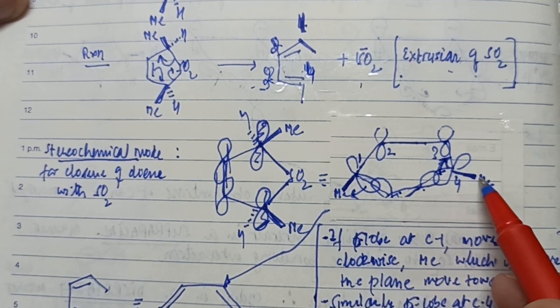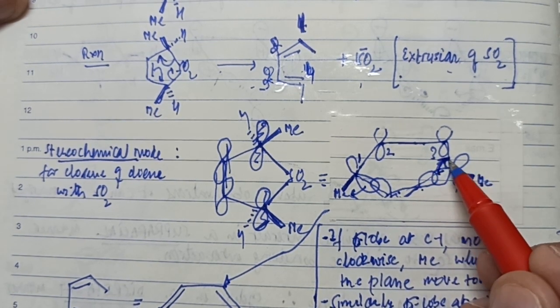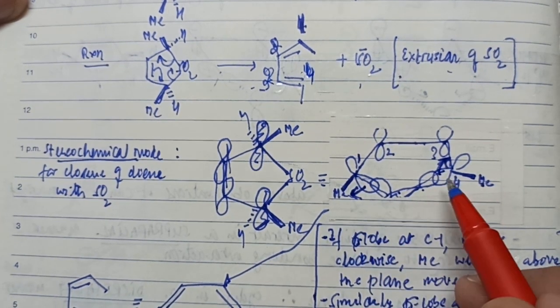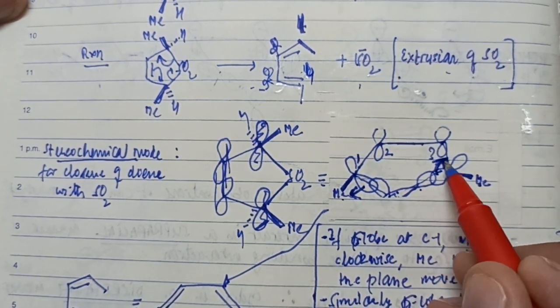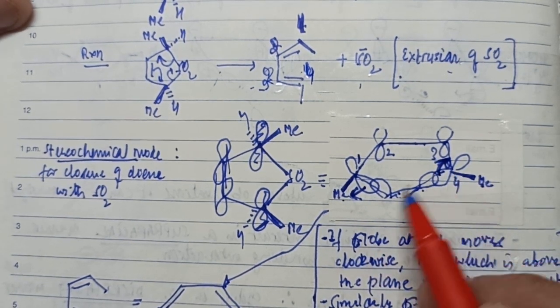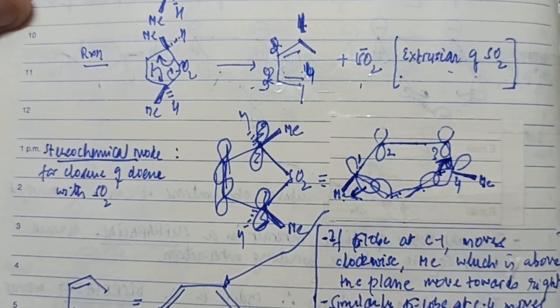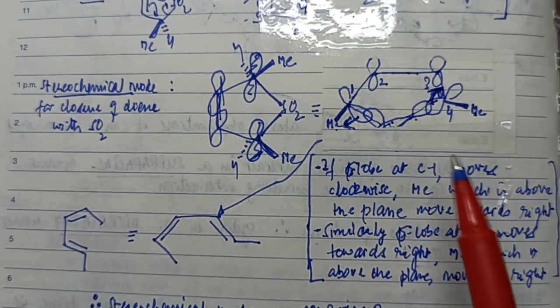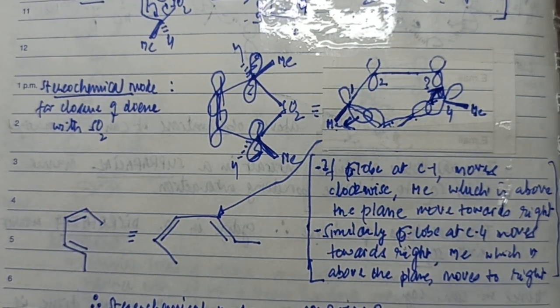If this methyl is above the plane and going out, this has to move in this direction to go out. So if you look at these two lobes, this is moving in this direction, let's say anti-clockwise, and this is moving in this direction, also anti-clockwise. That means both lobes are moving in an anti-clockwise fashion with respect to one another. Hence, the stereochemical mode of the process is conrotatory.